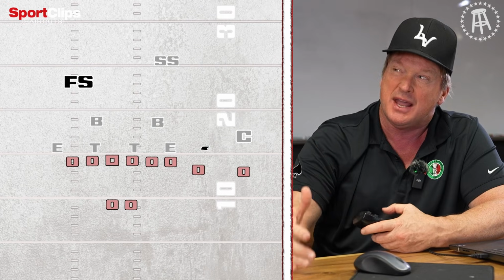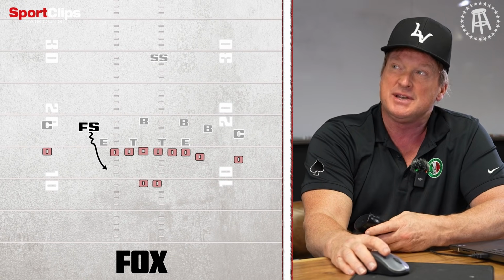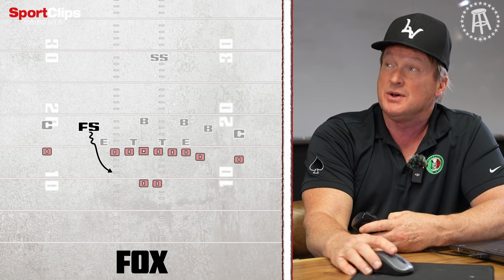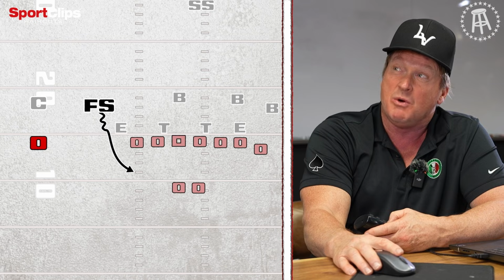So you got cats, stingers, and nails. And what do you think a fox is? Free safety. It's a free safety coming off the weak side. So here it is. You got a free safety over there. What could the X say? Hey, watch the what? Fox.